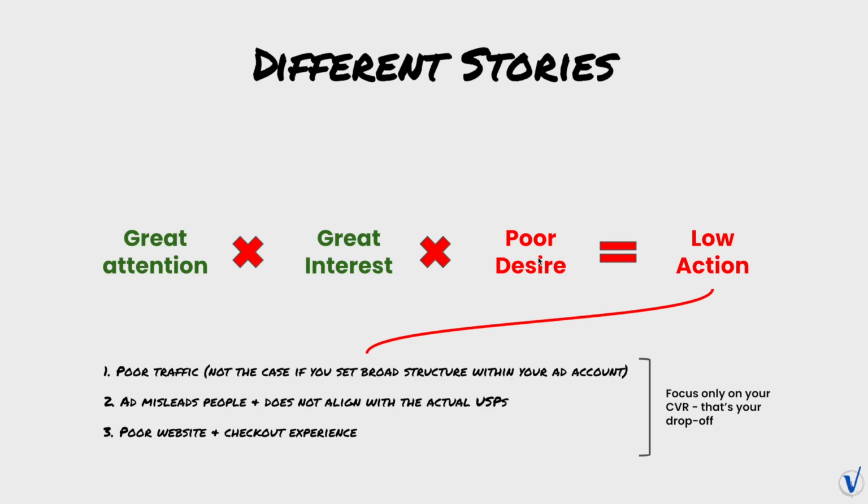So it does not really make sense for you to test your hooks or your sequencing or your angle to a certain degree. Maybe you would want to test your angle if you think that is something that aligns more with your USPs. But ultimately, you want to focus only on your conversion rate. That is your drop-off. So now we've talked about the first story framework that, in my opinion, you should really note down.